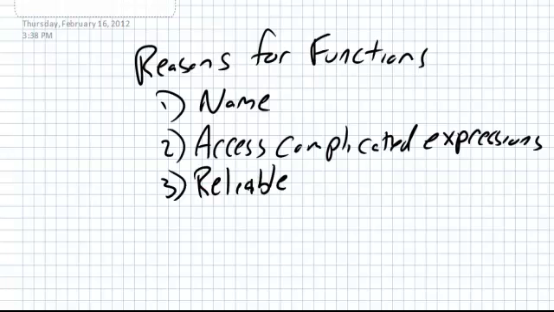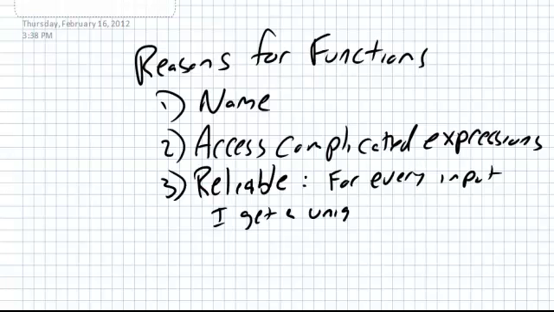And that might sound strange that math sometimes is not reliable. What I mean by reliable in this sense is that every time I put something into my function, I'm always guaranteed the same thing out. So they're reliable. So for every input, I get the same output. Or I should say I get a unique output.